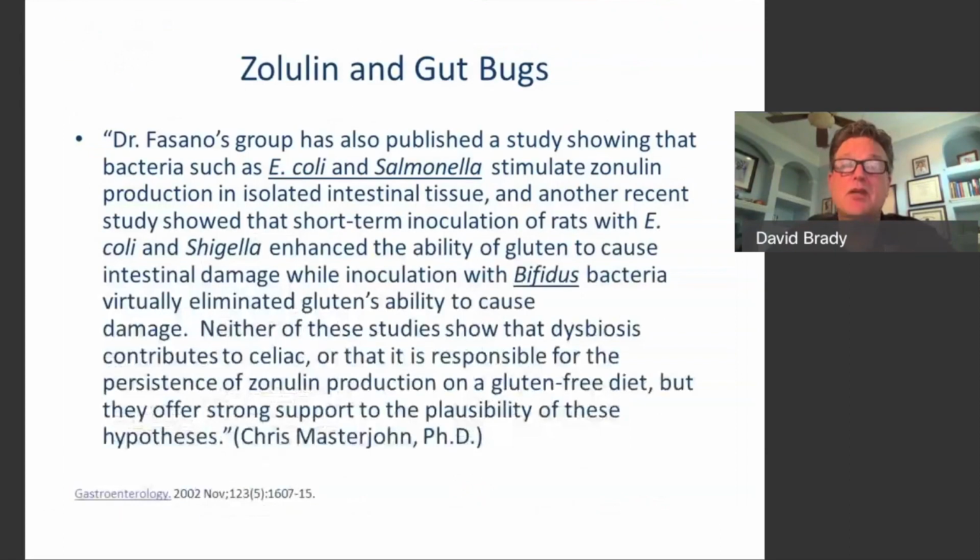We know certain bugs, particularly overgrowth of E. coli, salmonella, and other common opportunists, can drive production of zonulin. Low levels of bifidobacteria and commensals can also drive zonulin. And we know giving bifidobacteria, for instance, can lower zonulin, but lower even the reaction of celiac patients to gluten.